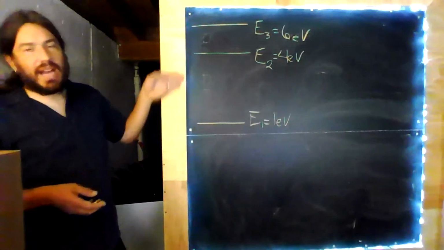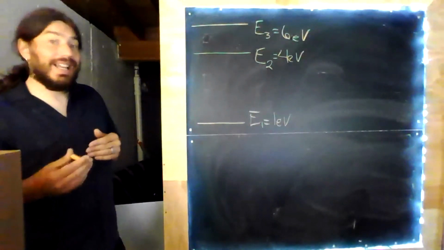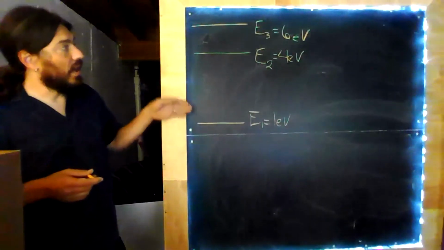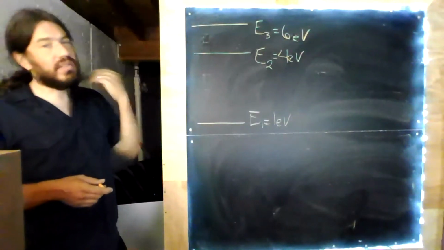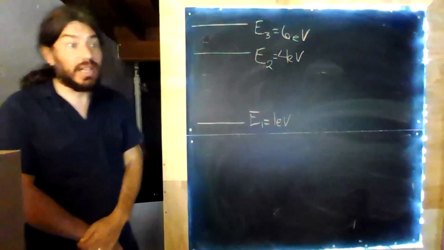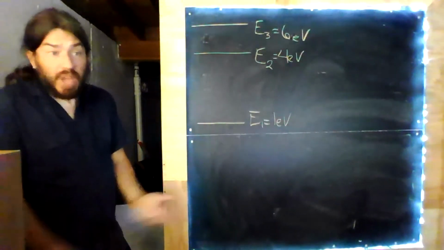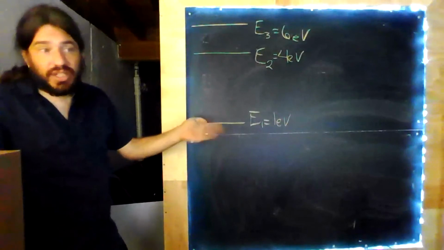Notice this does not fit our pattern of E sub n is n squared times E1. E2 fits all right, but notice E3 would be 9 if that was the pattern. So this must not be just a particle in a box. This must be a more complicated system. I don't know what it is, but here's our energy level diagram.